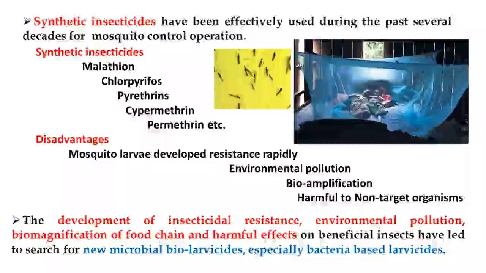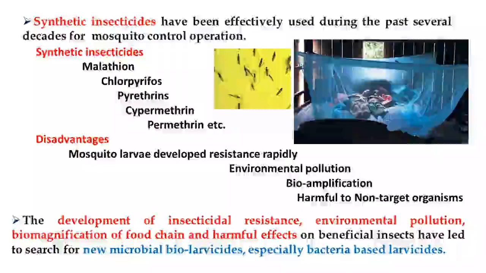Synthetic insecticides have been effectively used during the past several decades for mosquito control operations. There are several synthetic insecticides, for example malathion, chlorpyrifos, pyrethrin, cypermethrin, permethrin, etc. All these are used for control of adult mosquitoes, but there are certain limitations, especially the development of resistance. Whatever synthetic insecticides were sprayed in the field, the adult mosquitoes developed resistance.